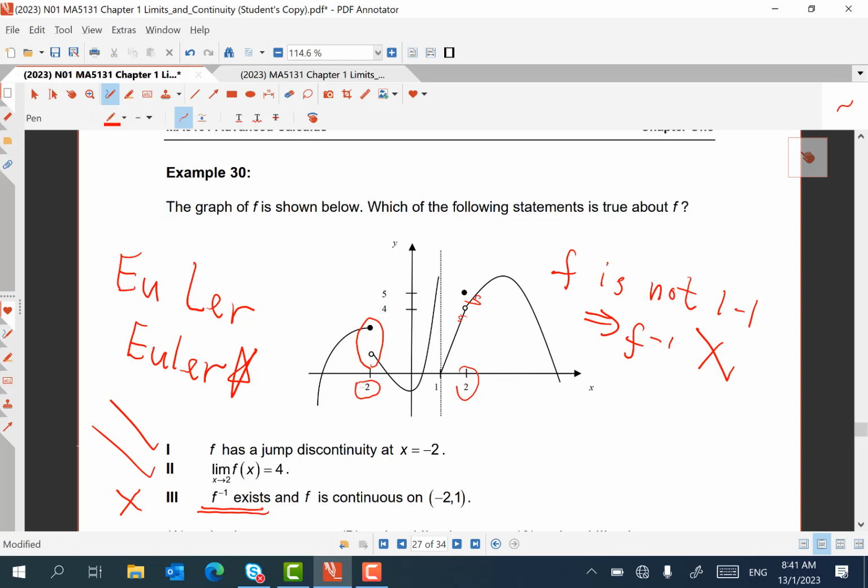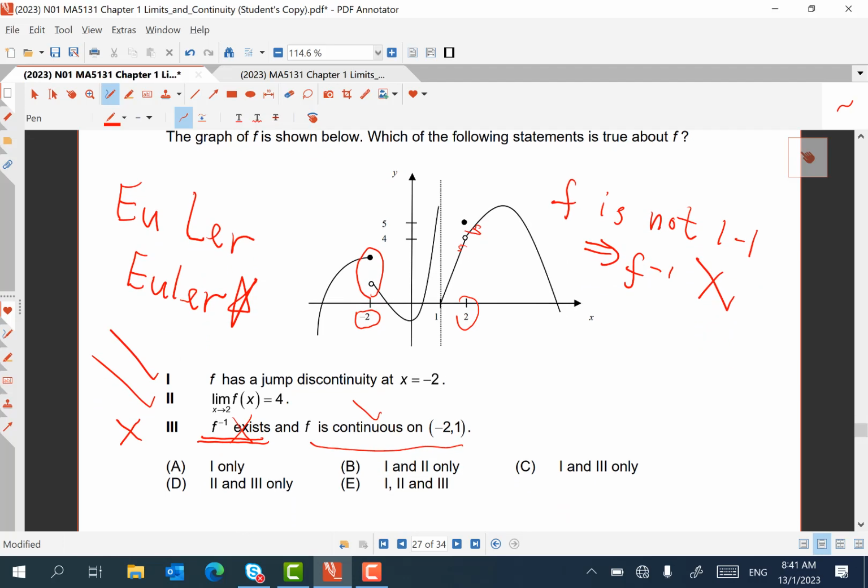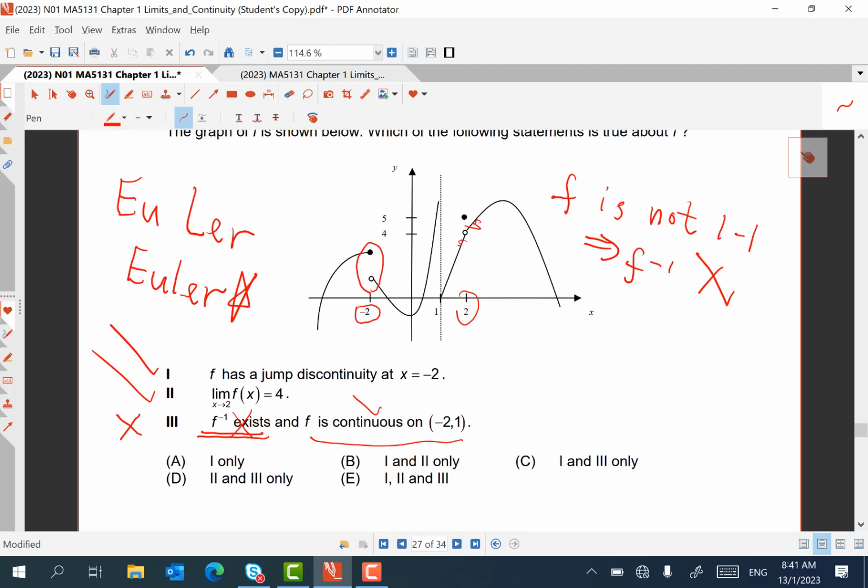Nevertheless, let's check this other statement. Do you think that f is continuous between -2 and 1? Do you think this second part of the statement is true? Euler, it is. This second part of the statement is true, but the third part is false. So our answer will be 1 and 2. So it's B.